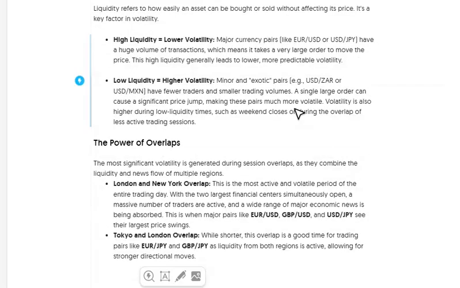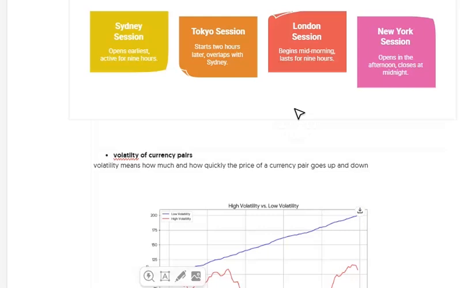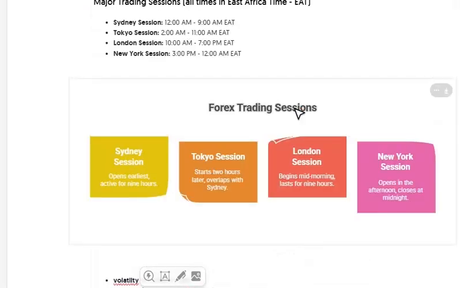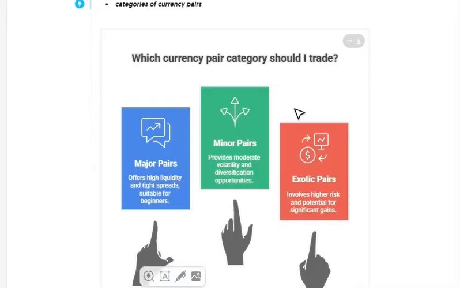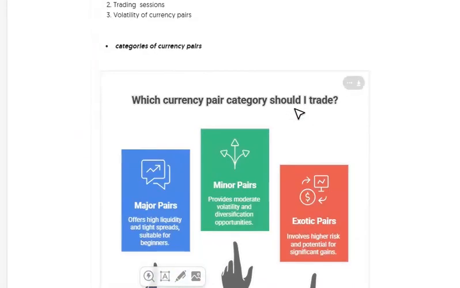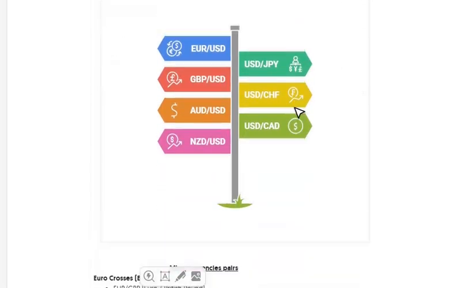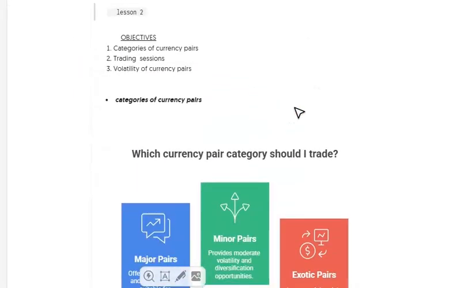As simple as that. I hope you're understanding those terms, because they are very important and you're going to use them in many cases. That is what I intended for us to learn today. I've expounded on the categories, where we said we have 3 categories. I've expounded on the trading sessions, and I said we have 4. In our case, we are going to be trading on the London session because it is the most convenient for us. I've also expounded on the volatility of currency pairs.